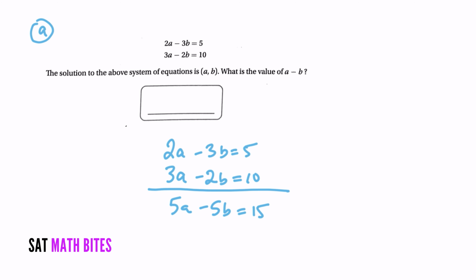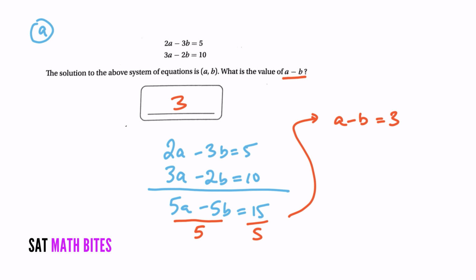That looks really close to what we're looking for, a minus b. So in order to do that, all we need to do is divide everything by 5. If we divide everything by 5, we would get a minus b equals 3, and that answers our question. So the answer to this question would be 3.